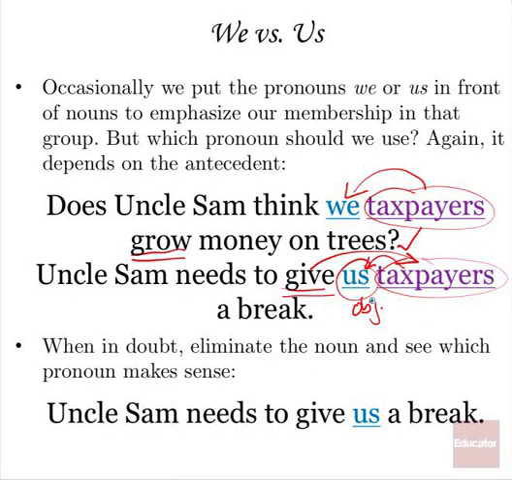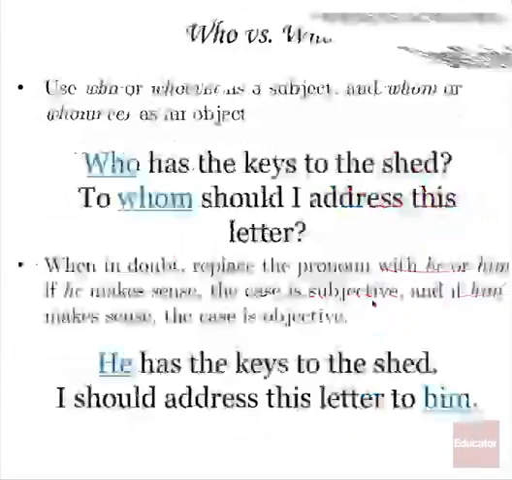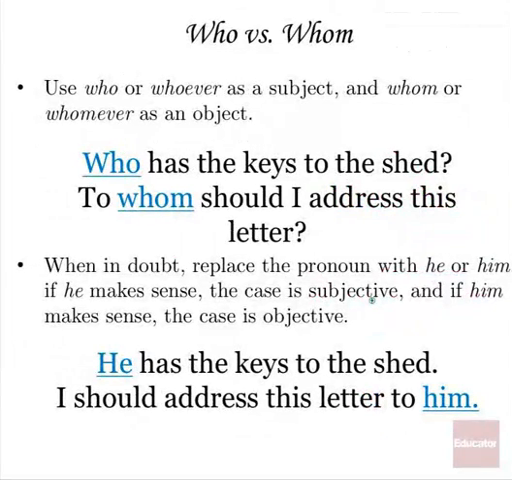Uncle Sam needs to give us a break. Does Uncle Sam think we grow money on trees? Both of those sentences make sense because you've got your pronoun in the right case. All right, who versus whom, which bedevils every grammar student ever. Okay, here's the rule. Use who or whoever as a subject and whom or whomever as an object.